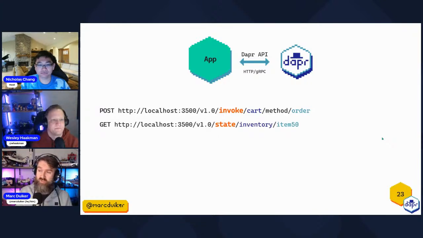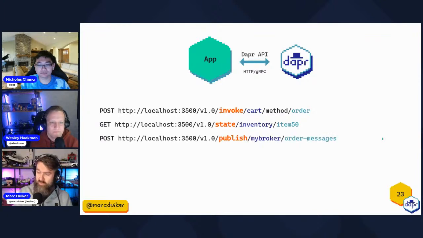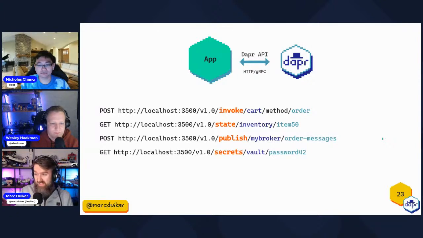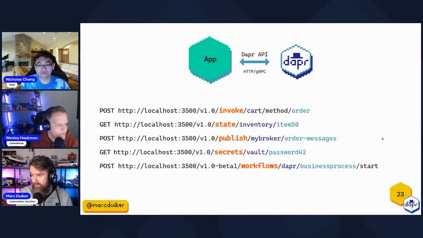In case you want to retrieve some state, you can use this state endpoint. If you want to publish a message on a topic of a message broker, you can use this publish endpoint. If you want to retrieve a secret, you can use the secrets API. And workflows is one of the newer APIs, and this is how you can actually start a workflow.